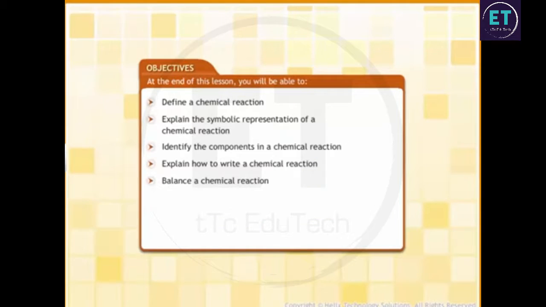In this lesson, you will learn about writing and balancing chemical equations. At the end of this lesson, you will be able to define a chemical reaction, explain the symbolic representation of a chemical reaction, identify the components in a chemical reaction, explain how to write a chemical reaction, and balance a chemical reaction.